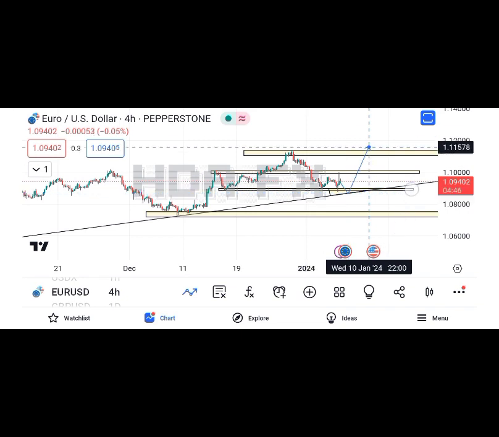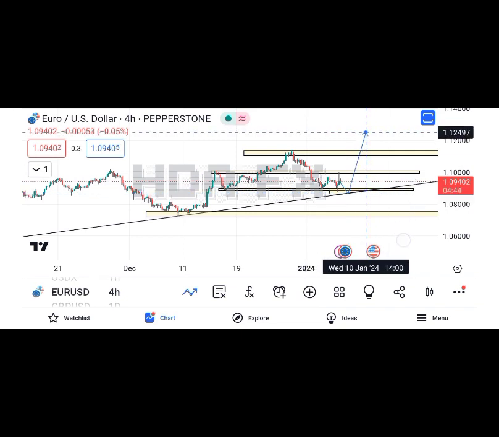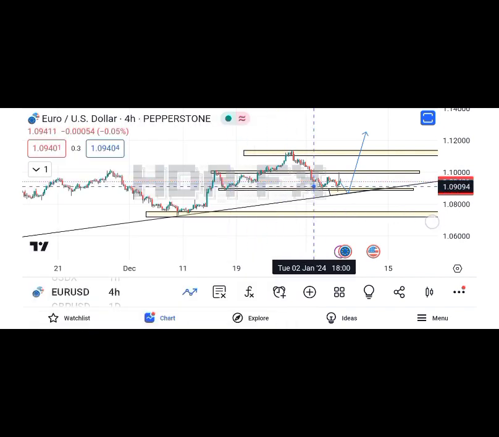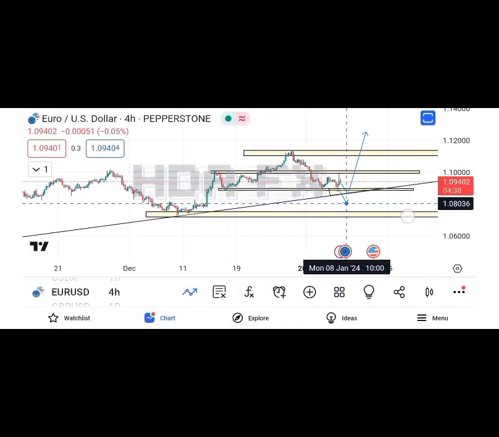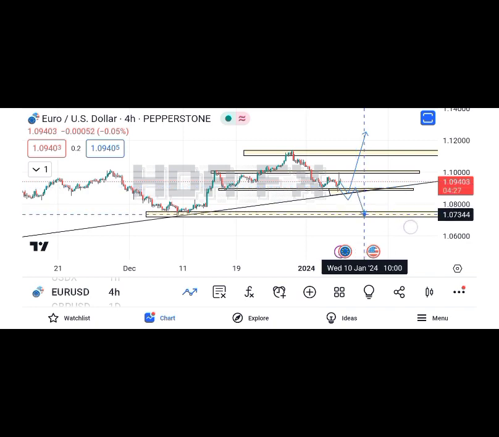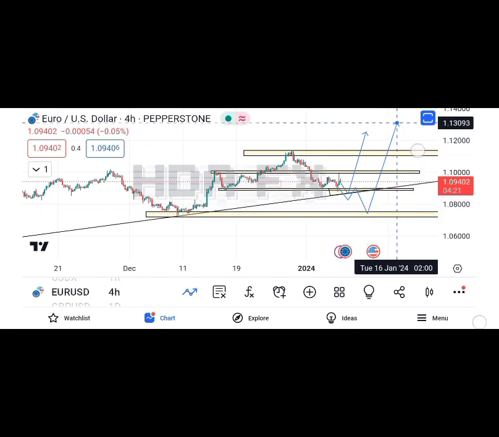Then we see the upward continuation, or it's likely that price can drop down and break this trend line here. If price breaks this trend line, we'll wait for a retest to this zone here. Then we see the downward continuation up to this point here. Then we look for buying confirmed candles at this key zone here. Then we buy EURUSD. So this is my simple analysis on EURUSD.